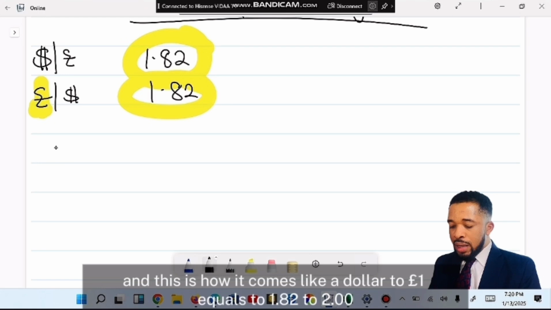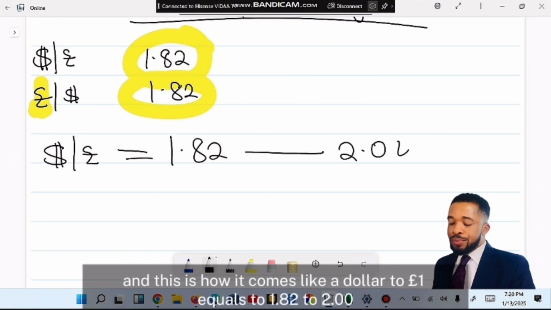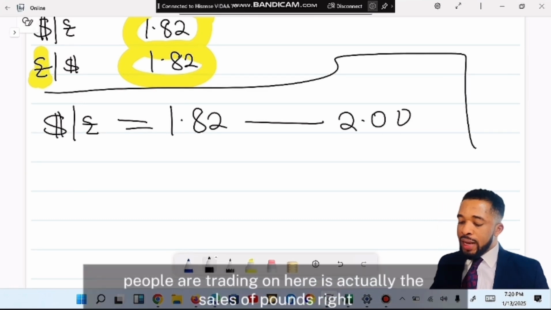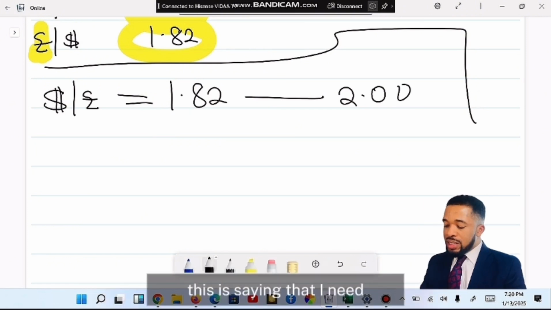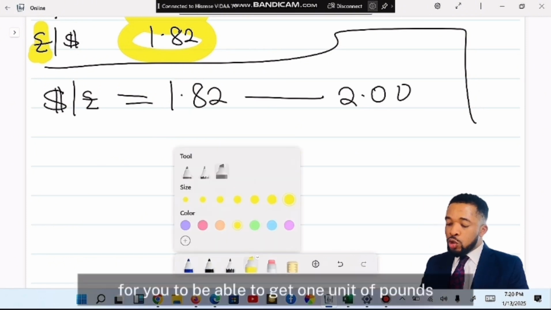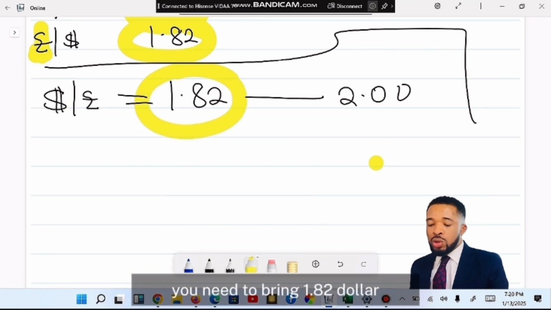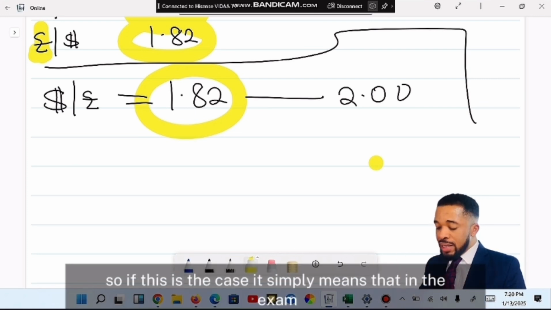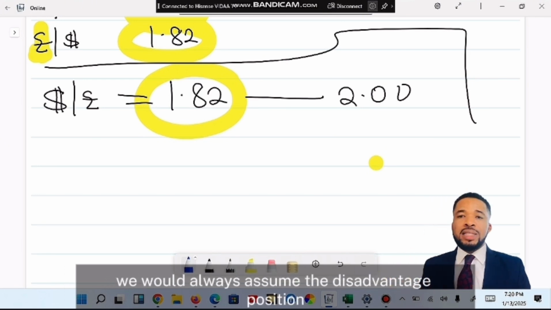Like dollar to pound equals 1.82 to 2.00. Now, what the bank or these FX people are trading on here is actually the sale of pounds, right? This is saying that for you to be able to get 1 unit of pounds, you need to bring $1.82, right, to get 1 pound. All right, so if this is the case, it simply means that in the exam, we would always assume the disadvantaged position.